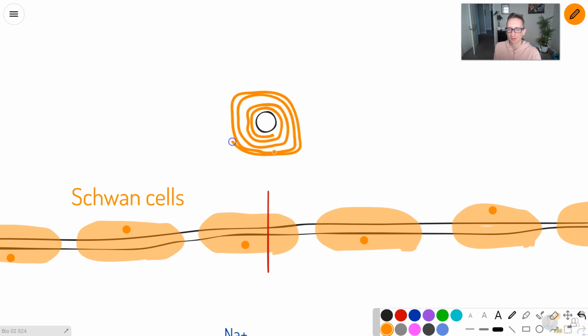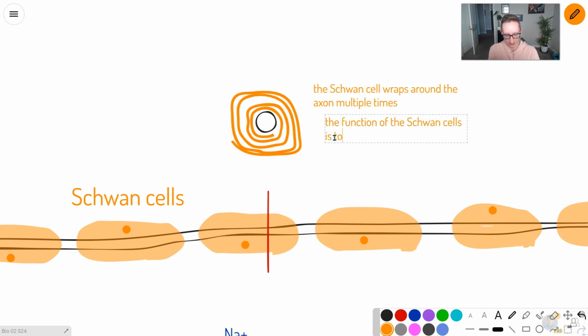So the Schwann cell wraps around the axon multiple times. And the function of the Schwann cells is to insulate the neuron, just like plastic around a wire. Another name for this is the myelin sheath.